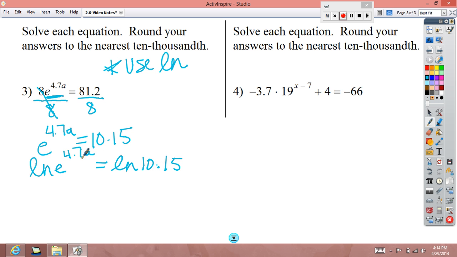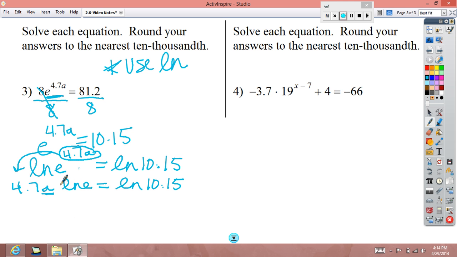The reason we do that is because we want to solve for a. Once we add in the logs to both sides, this 4.7a comes down. And so I have 4.7a times ln of e equals ln of 10.15. Same idea, I want to get this a term now by itself. But I see something I can eliminate.